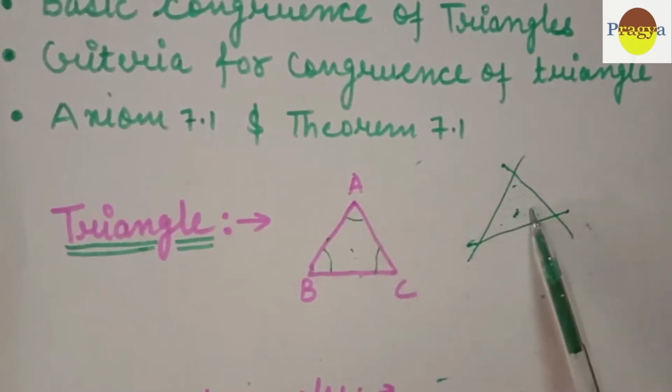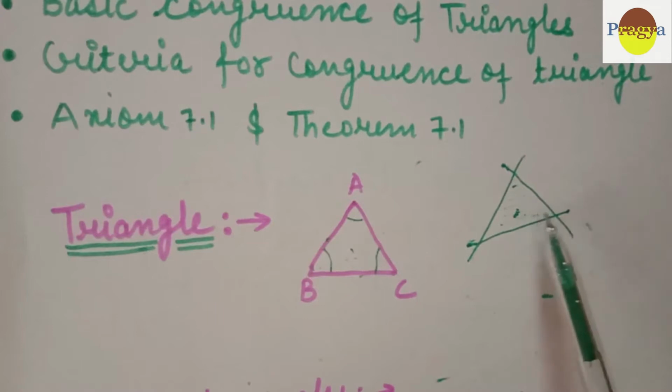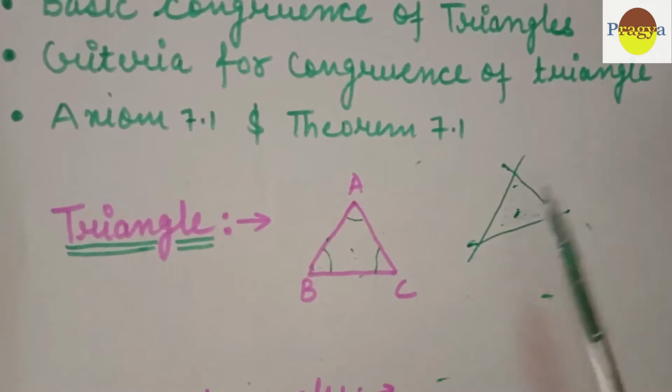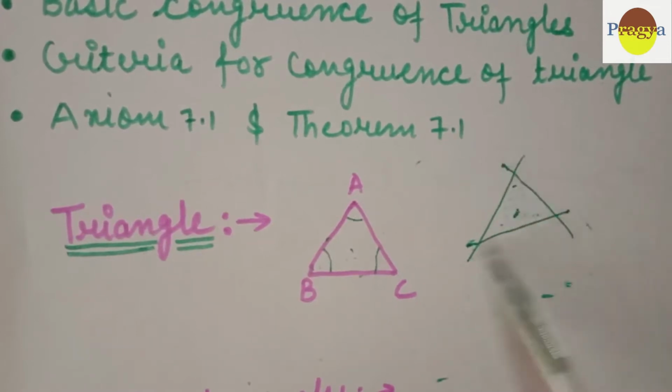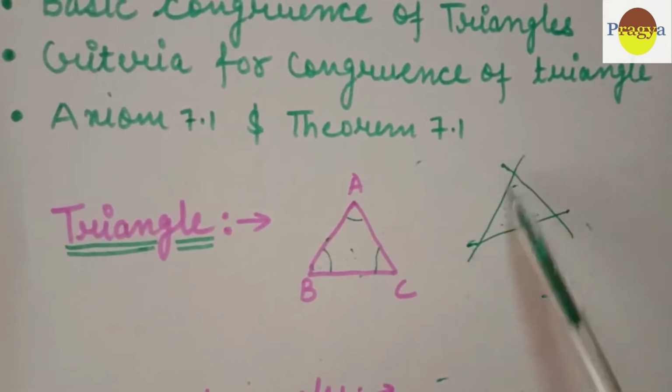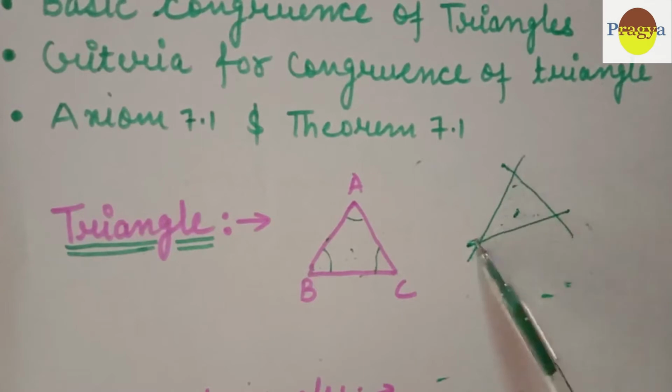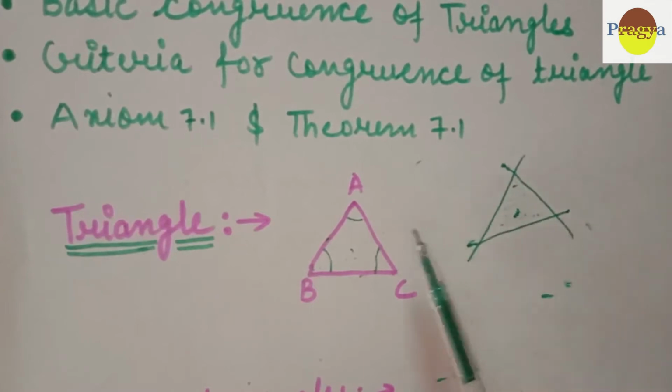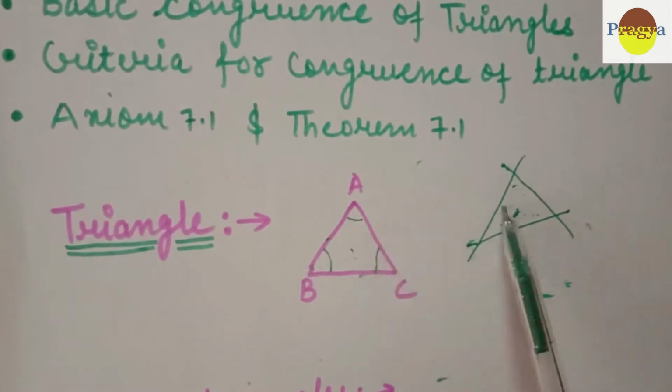Or similarly, another definition, a plane figure bounded by three lines in a plane is called a triangle. They are three lines because they don't have any end points. We can extend them and they are cutting each other at one point. So both definitions are correct and they are for triangle.